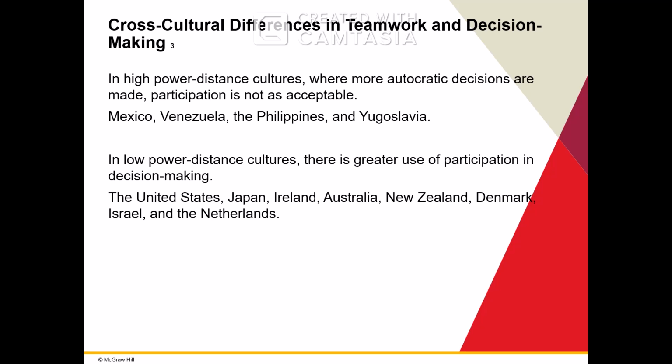In high power distance cultures, where more autocratic decisions are made, participation is not as acceptable, such as Mexico, Venezuela, Philippines, and Yugoslavia. And in low power distance cultures, there is a greater use of participation in decision making, such as the United States, Japan, Ireland, Australia, New Zealand, Denmark, Israel, and Netherlands.